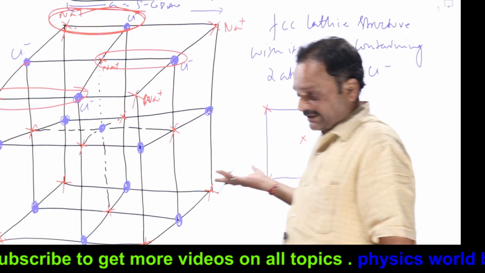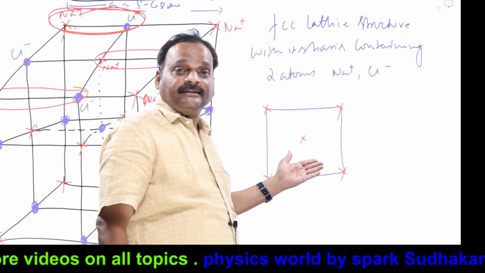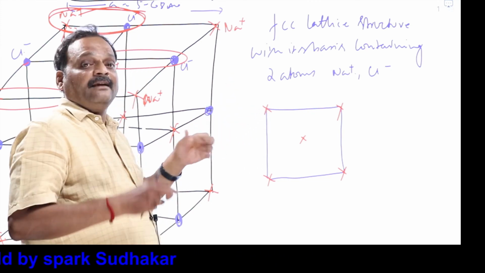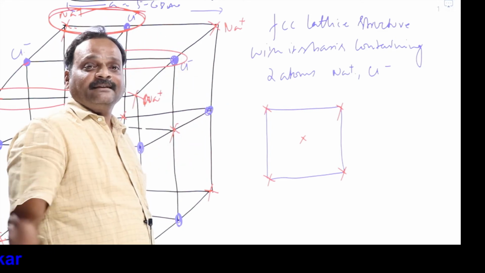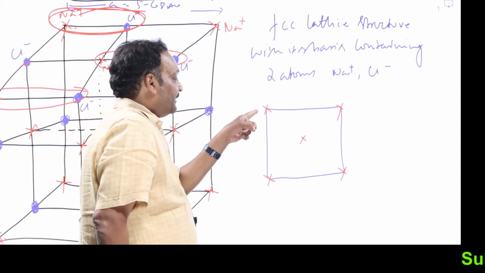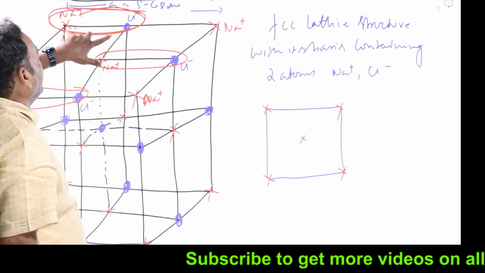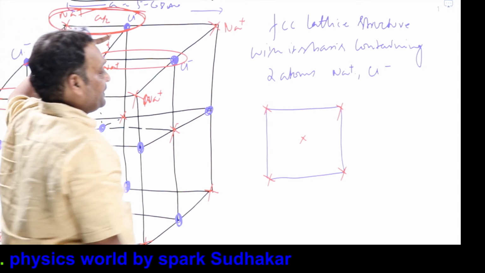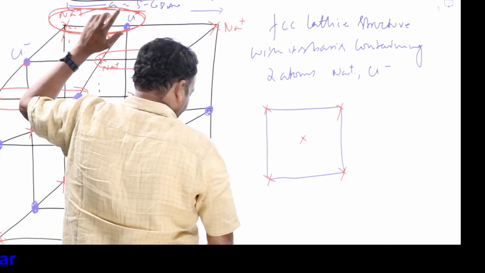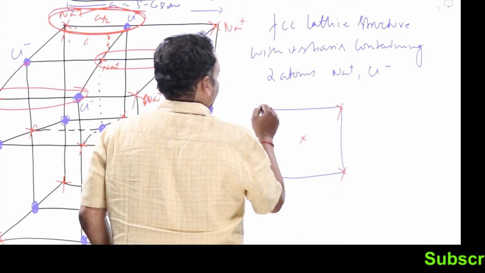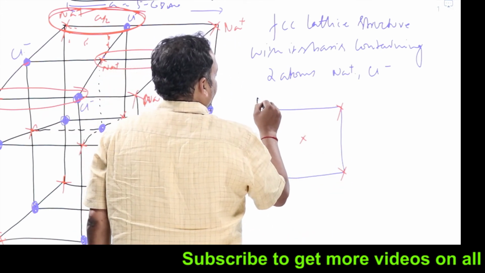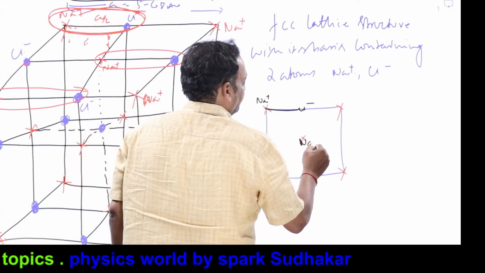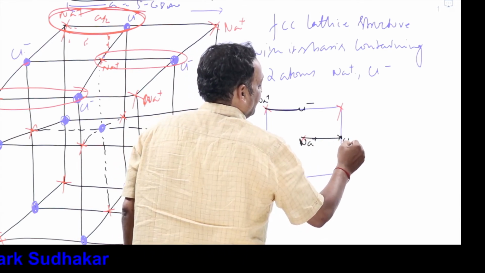What type of structure does this look like? This looks like the face centric cubic structure. Then this is not NaCl, this is only the NaCl lattice. Now you will ask me, sir, develop the NaCl structure from this. At each lattice point, I will put one Na plus and one Cl minus separated by a distance of A by 2. At this point I'll put one Na plus and one Cl minus like this. Similarly here also I'll put one Na plus, and at A by 2 distance I'll put my Cl minus.